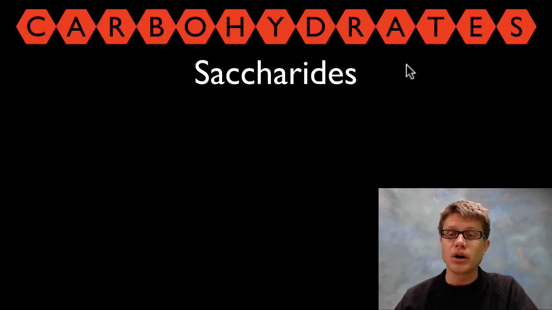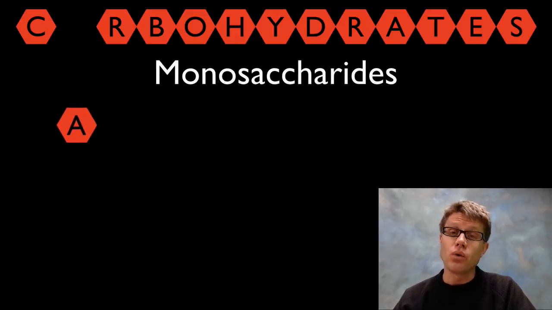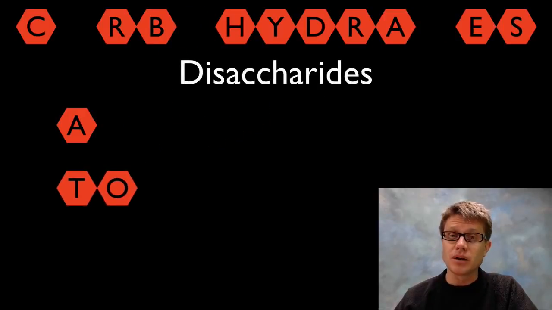And the reason I wrote carbohydrates inside these hexagons is that that's how sugars are essentially put together. And so if we have just one of these sugar molecules, we call that a monosaccharide. So an example could be glucose. If we have two of them together, we call that a disaccharide. An example could be table sugar or sucrose. It's actually one glucose and one fructose molecule.